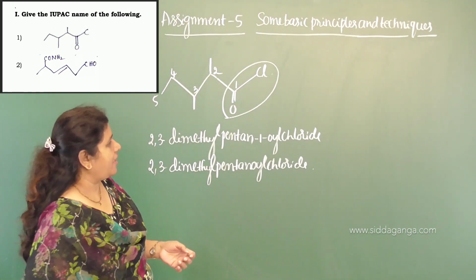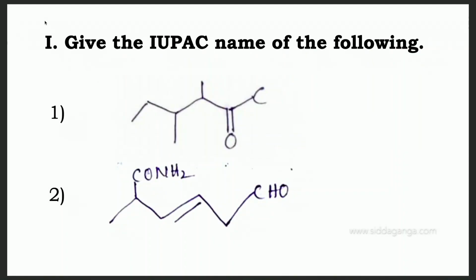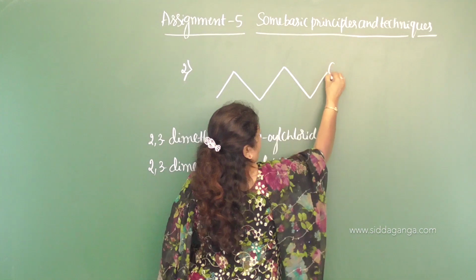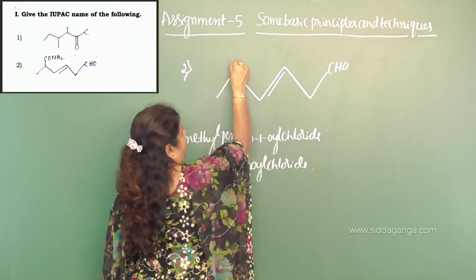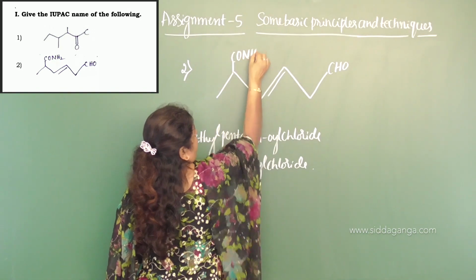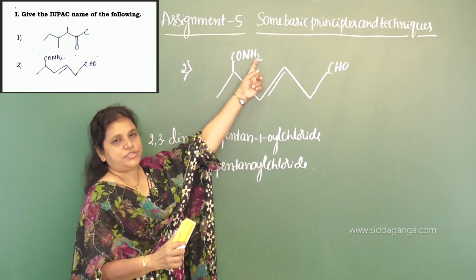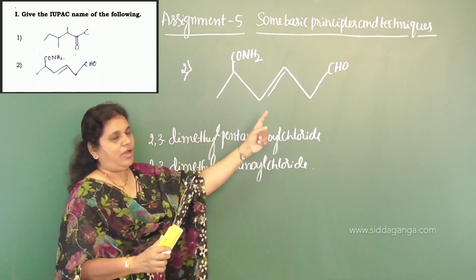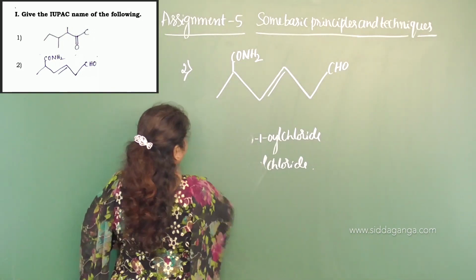Now let us move on to the second compound. The compound given here is this: here is a CHO group, and here is a double bond, and here we have a CONH2 group. So this is the compound given, CONH2, and C to C here a double bond, and here one carbon and CHO. This is the compound given.